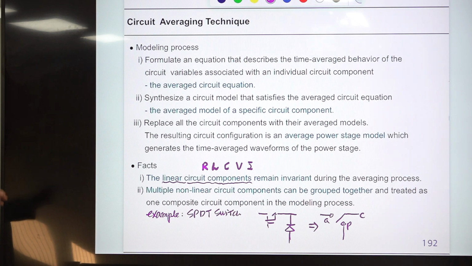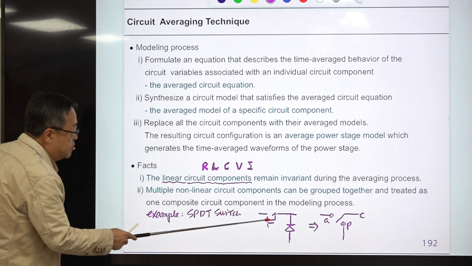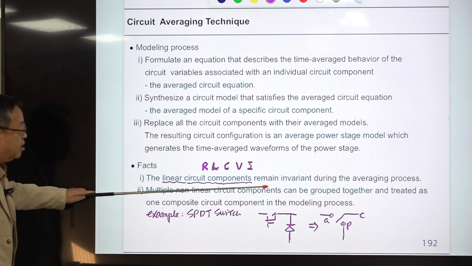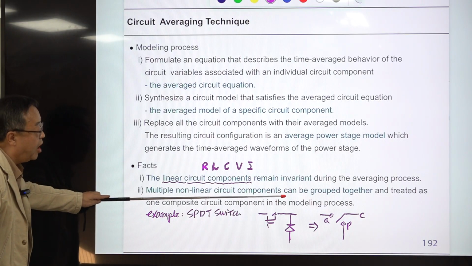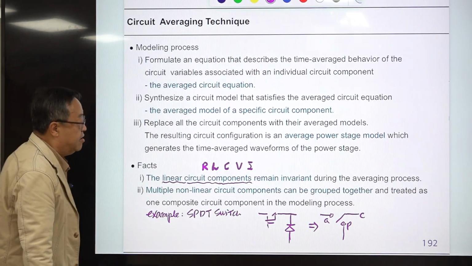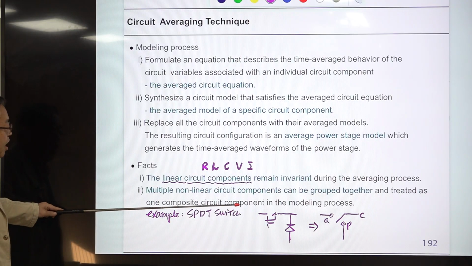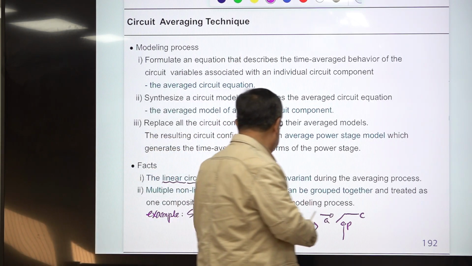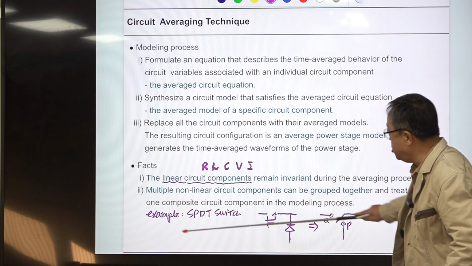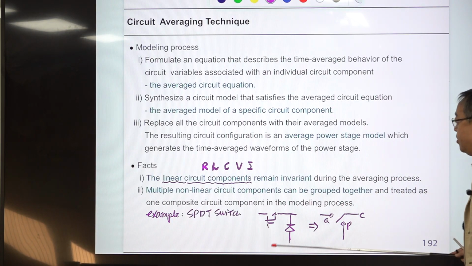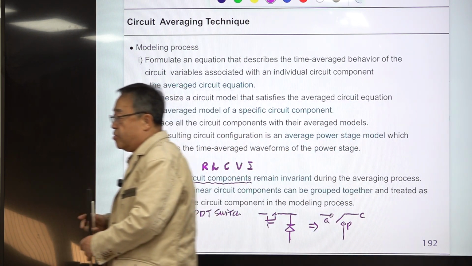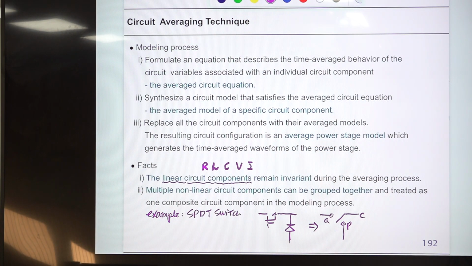These two components come together as the SPT switch. Then these two nonlinear circuit components can be grouped together, and they can be treated as one composite circuit component in the modeling process. Namely, we don't have to separate them, and we treat this SPT switch all together, and we develop the average model of these two components all together. Just one step.